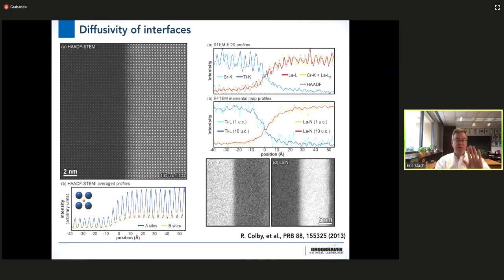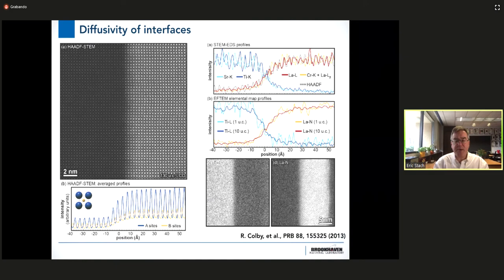Here again showing a beautiful example from a former student of mine, Bob Colby, looking at lanthanum cobalt oxide and strontium titanate. Again, you see that you can use the information from EDS and EELS to help you understand the relative diffusivity of interfaces and combine that with contrast coming from the high angle annular dark field image mode. Okay, so chemical characterization is very possible in the electron microscope.